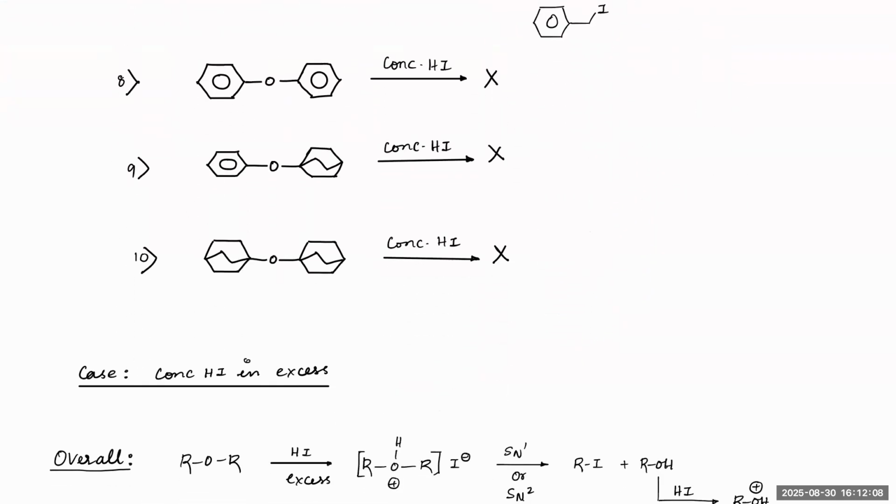Just like above, where hydrolysis was not possible, same logic if you have two phenyls, or one phenyl and a bicyclo ring, or two bicyclo rings, in these cases no reaction is observed.